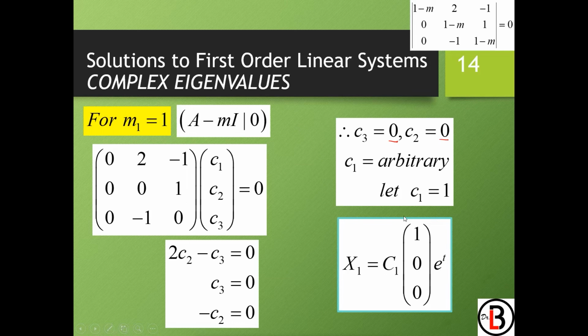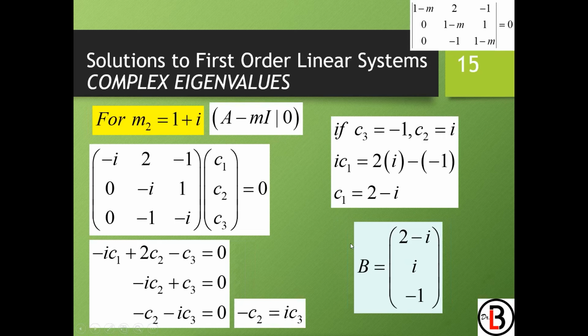Okay. So you have the first solution. No problem. Let's go to the next. This is where the problem begins. For n equals 1 plus i, okay, let's plug in. You'd be able to see there are those that contain i already. Yes, it's okay. So let's still apply the same concept. Negative i C1, C2 minus C3 equals 0. 0 C1 minus i C2 plus C3.